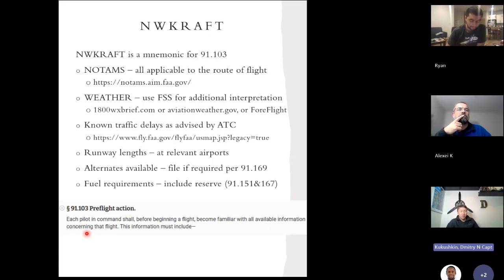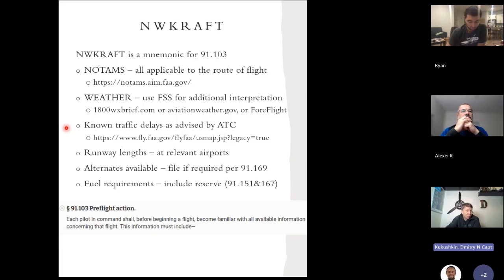And you can go read how exactly it says, but the acronym Northwest Craft: you have to get NOTAMs, all applicable to the route of flight, which could be a lot. Second, weather, obviously. 1-800-WX-BRIEF, or Aviation Weather, or ForeFlight. That pulls all the relevant weather all in one place. Then next, known traffic delays as advised by ATC.